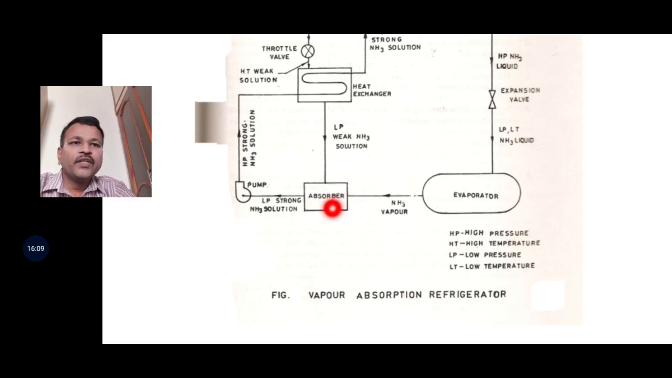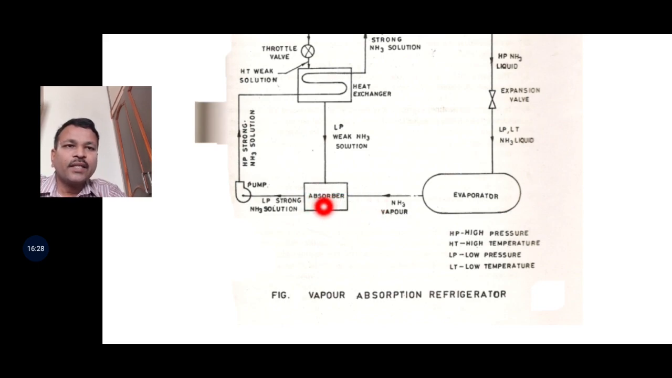That is why in this we are using ammonia and water, both. Low pressure weak ammonia solution, coming from the heat exchanger, is sprayed into the absorber here. Once it is sprayed into the absorber, the ammonia vapor is absorbed by the water and ammonia solution. It becomes a strong ammonia solution. Strong ammonia solution means the concentration of the ammonia is more.